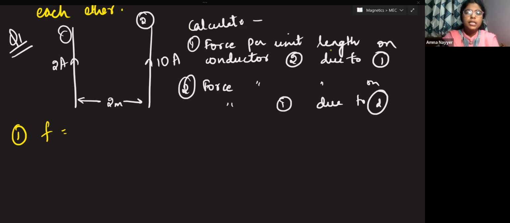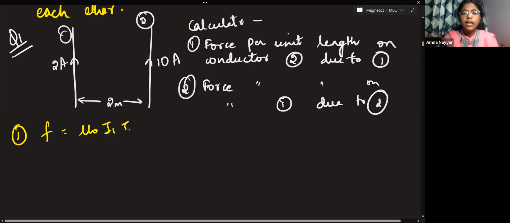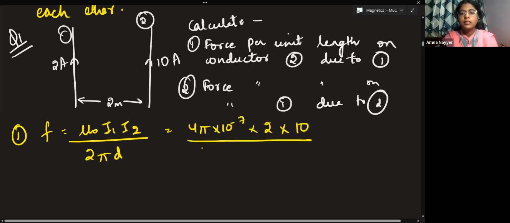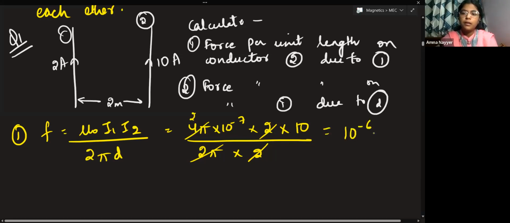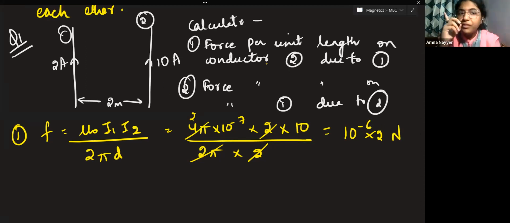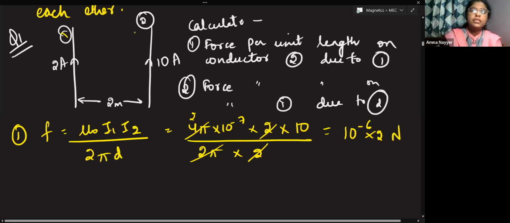Let's see. This is mu naught I1 I2 divided by 2 pi d. Mu naught is 4 pi into 10 to the power minus 7. I1 is 2, I2 is 10. This is 2 pi, d is also 2. So 2 gets cancelled, here it becomes 2. So Akifa, this 2 will also come. The rest of the answer was fine. This becomes 10 to the power minus 6 multiplied with this 2 as well. Fine, this many Newtons.